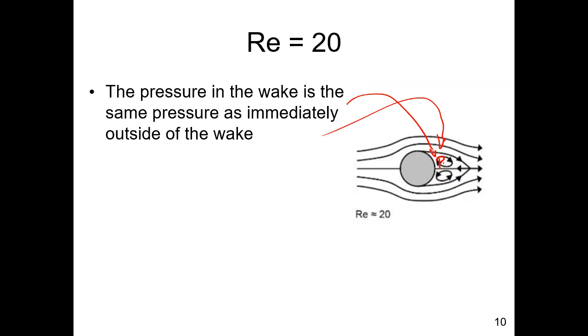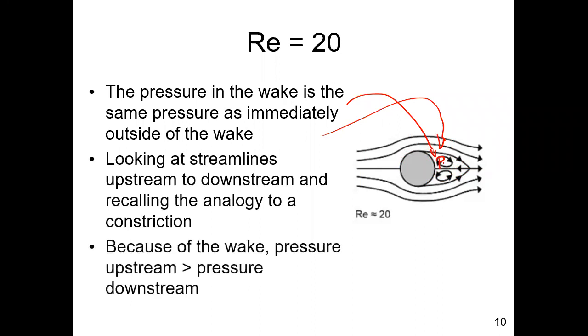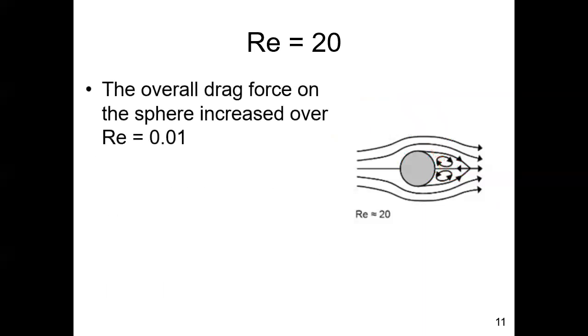And the pressure that's dictating the pressure in the wake is the pressure immediately outside of the wake, where the streamlines are still close together. And therefore the pressure is lower. I think I've explained the analogy. And again, because of the wake, pressure upstream is greater than pressure downstream. I think we said on the last slide. So overall, in the earlier Reynolds number, there was no wake. All of the resistance, all of the drag force was due to friction.